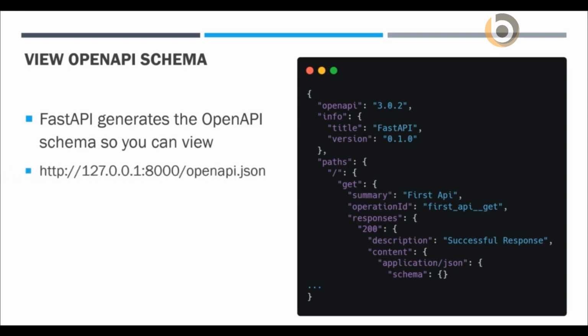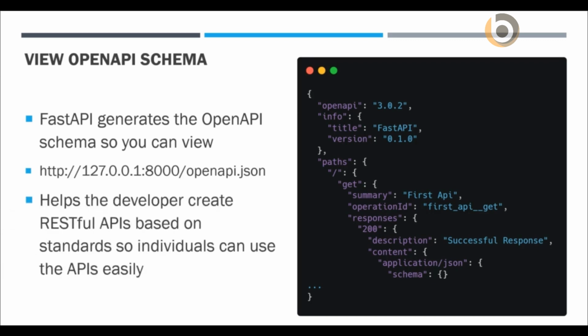Within our application, we can view the entire OpenAPI standard by going to your project's URL followed by openapi.json. This is all to help the developer create RESTful APIs based on specific clean code and clean API standards.